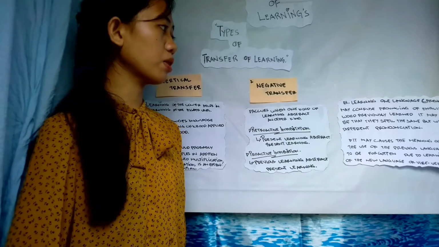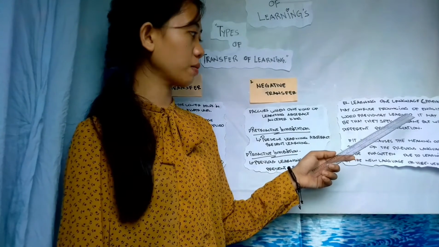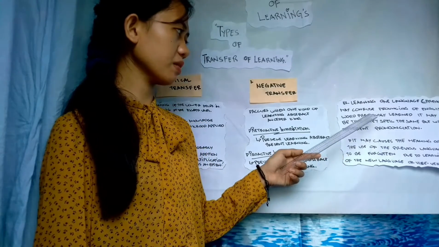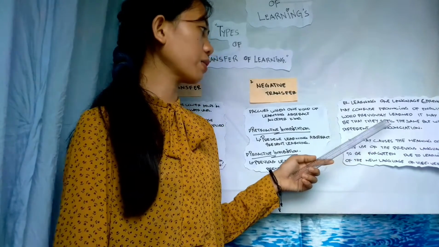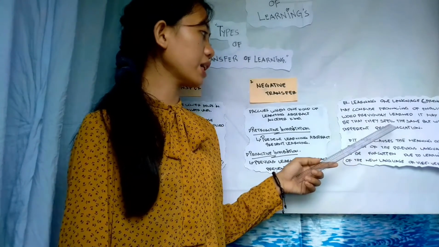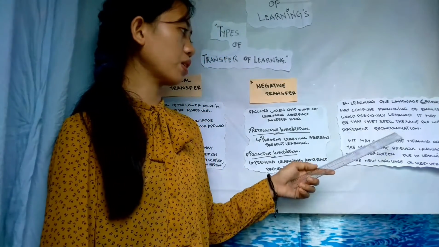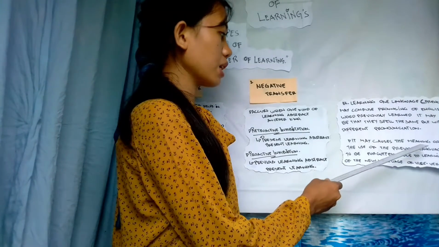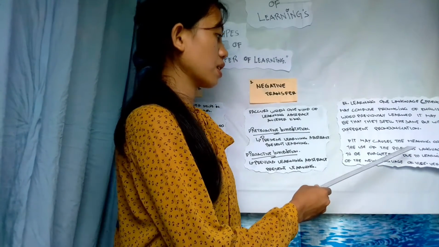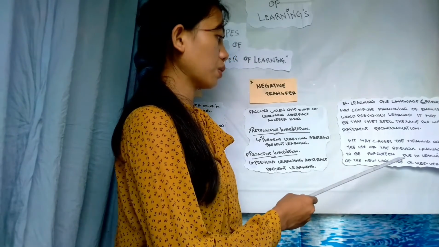An example of this is learning one language, for example the French language. It may confuse the pronunciation of English words previously learned, which may be spelled the same but with different pronunciation. And it may cause the meaning or the use of the previous language to be forgotten due to the learning of the new language, or vice versa.